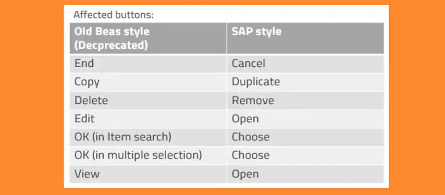The End button will be replaced with Cancel, Copy will be replaced with Duplicate, Delete will be replaced with Remove, Edit is changed to Open, and in item search, we replace OK with Choose. In multiple selection form, we replace Update with Choose as well. In specific forms, we replace View with Open.